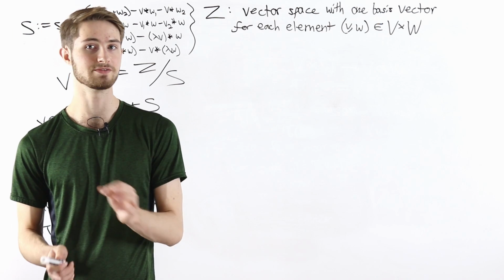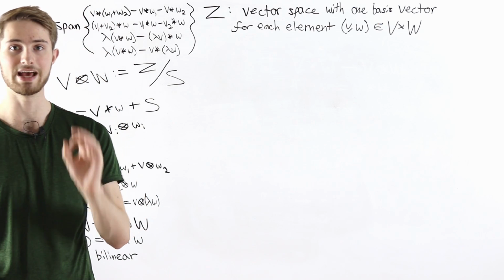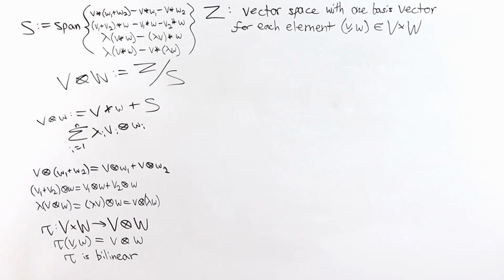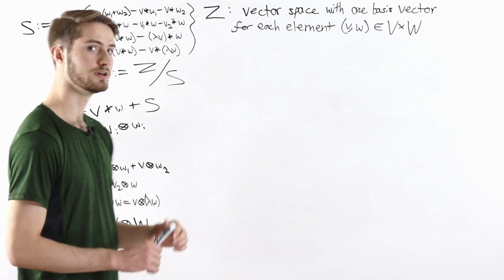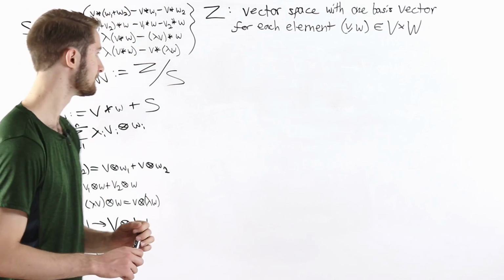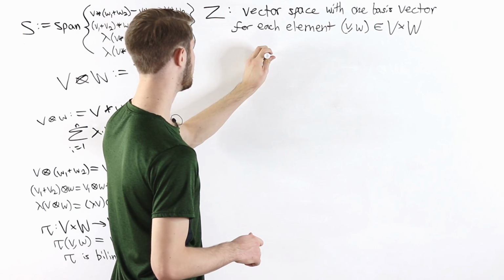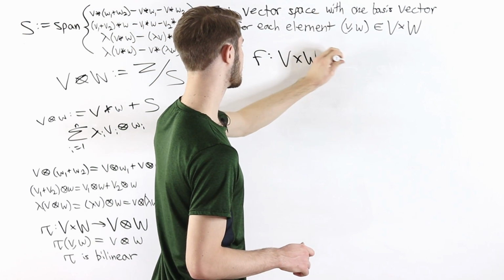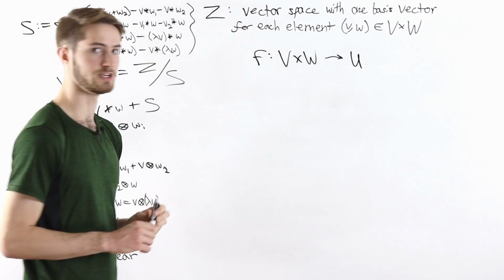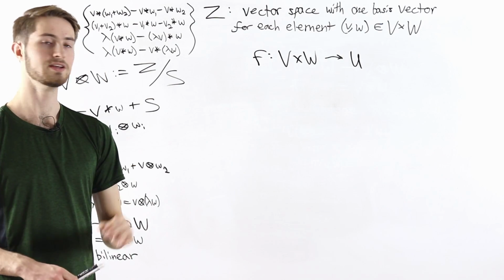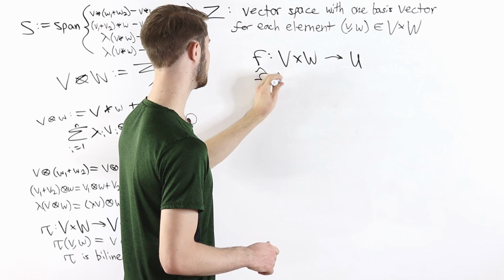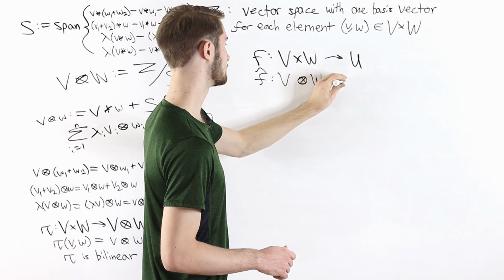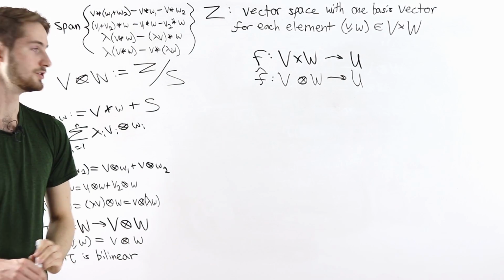The universal property of the tensor product tells us that we can write every single bilinear map on v cross w just in terms of this map tau and a function out of the tensor product. So let's start working on that universal property. Suppose that we have a bilinear map f that goes from the Cartesian product v cross w to some other vector space u. The first thing I want to ask is, do we have a way to turn this function f into some other function f hat that instead goes from the tensor product v tensor w to u?